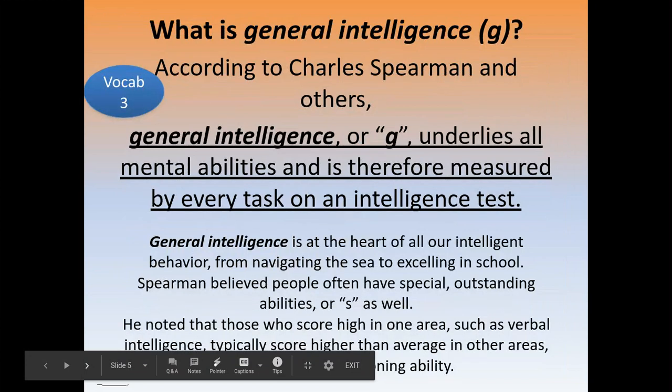Okay, so Charles Spearman is a researcher that studies intelligence, and he feels that there's this idea of general intelligence, that we can call the G factor. Basically it's a belief that there's a general aptitude of intelligence that underlies all mental abilities and is therefore measured by every task on an intelligence test.